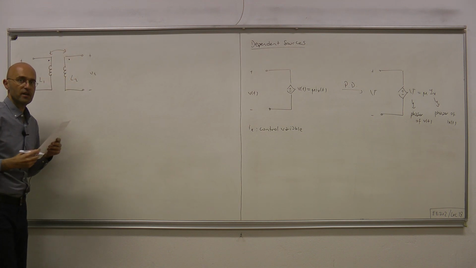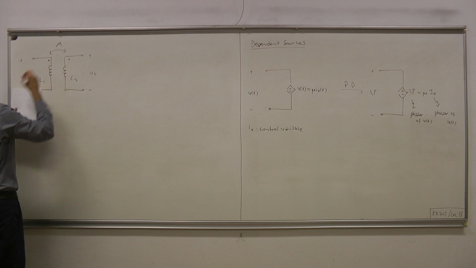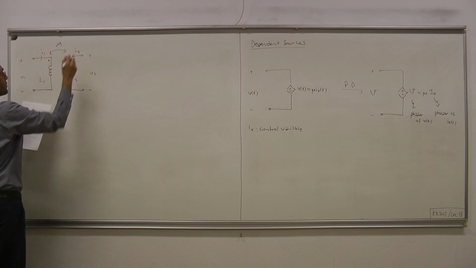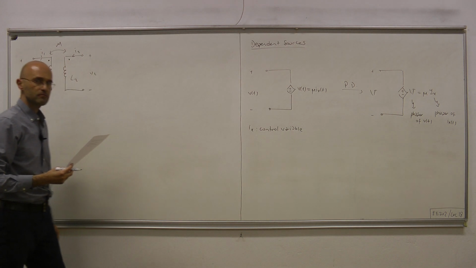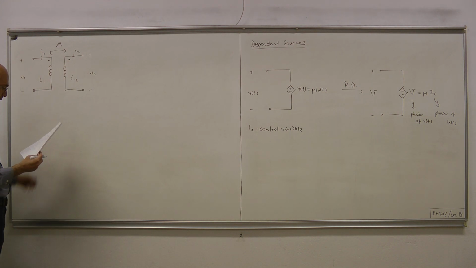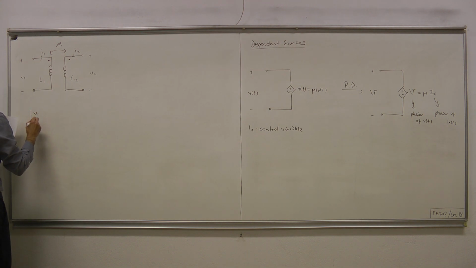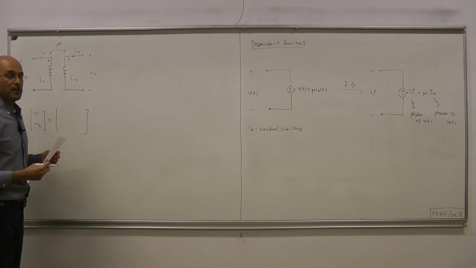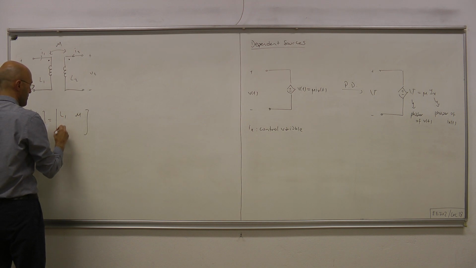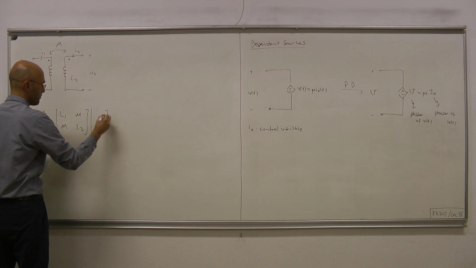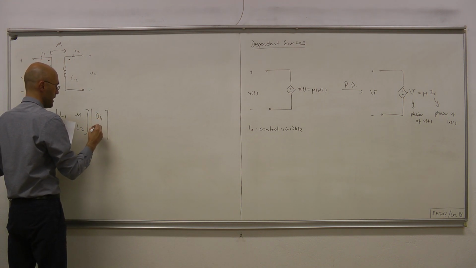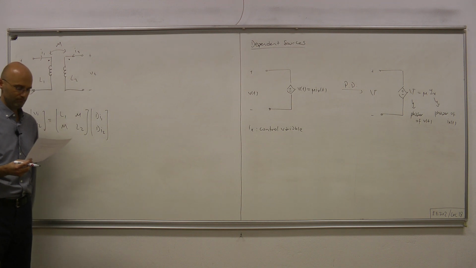L1, L2 are the self-inductances and M is the mutual inductance. I1 and I2 are the currents of the coils. Okay, and then in time domain we know that [V1, V2] equals L times d/dt of the current vector, where L is our inductance matrix, [L1, M; M, L2], and the current vector is [I1, I2].